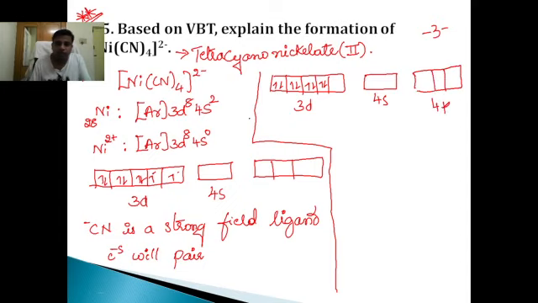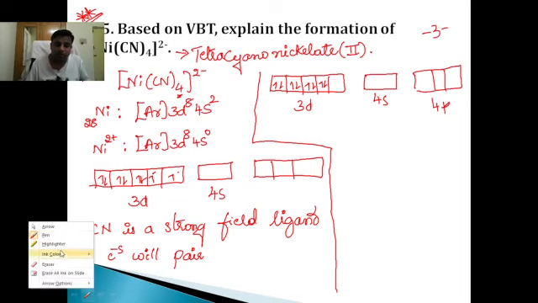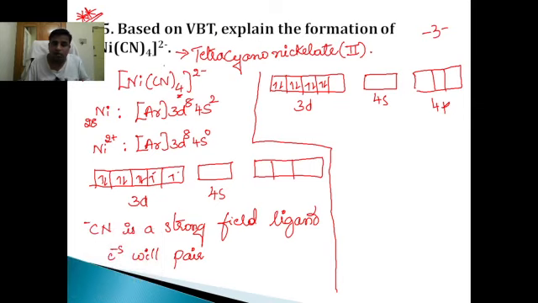Just observe, there are 4 ligands. Each ligand will donate a pair of electrons. That means 4 cyanide ligands will donate 8 electrons. So we should have enough orbitals to accommodate the 8 electrons donated by the ligands, right? Hence, what will be the hybridization state? Look here, XX 1, 2, 3, 4, 5, 6, 7, 8. X is the electrons donated by the ligand.